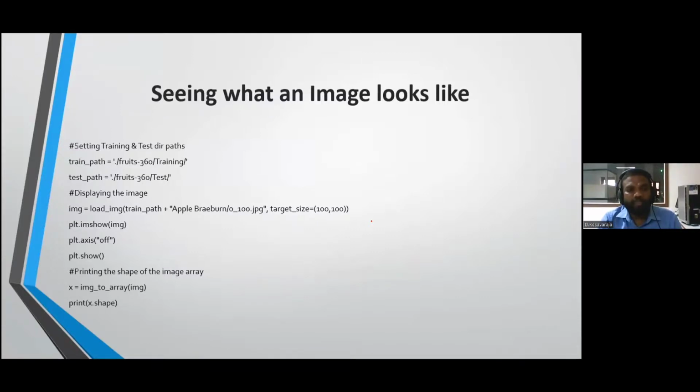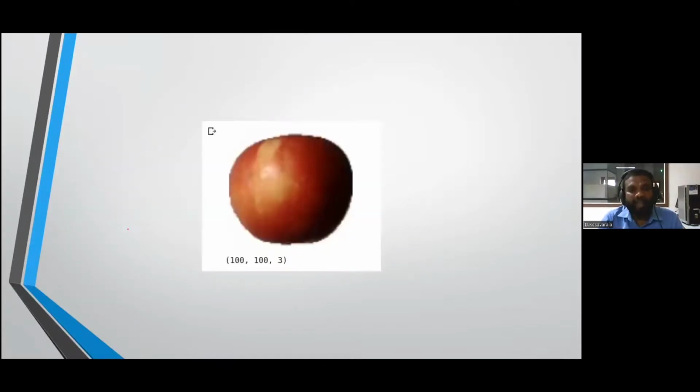Now seeing what an image looks like. So just viewing the image, you can use the function called imshow. Using matplotlib to show the image from the fruit image data set, you can use the method plt.imshow. In plt.imshow(img), we choose to show the image in the data set. The image is an apple. So it's used to view the image. The image size was 100 cross 100.